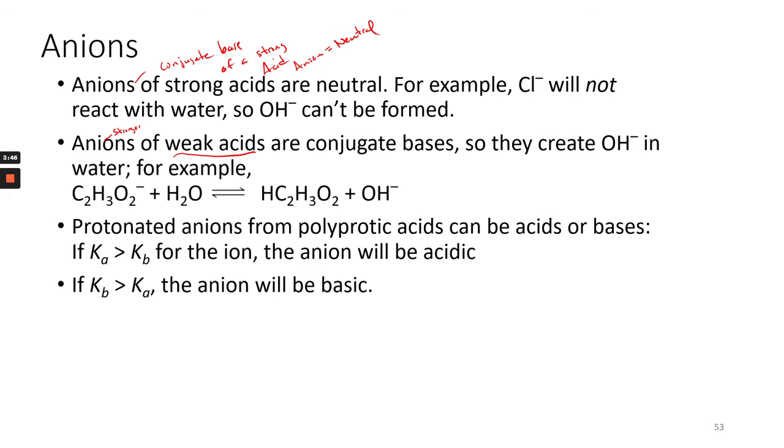And protonated anions from polyprotic acids, so remember, acids that have more than one H in them, can be acidic or basic. It depends on the Ka value. If your Ka is greater than your Kb, then the anion is acidic. If your Kb is greater than your Ka, then it's basic.